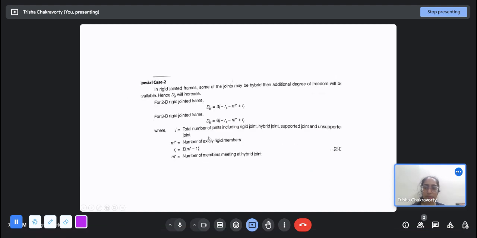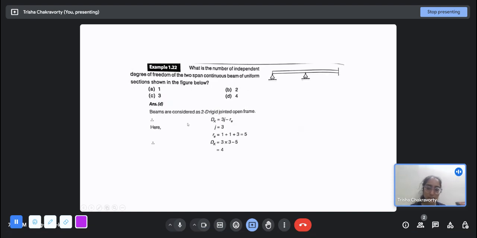Here it remains 2. There is another special case: in rigid jointed frames, some of the joints may be hybrid, then additional degrees of freedom will be available. Hence, DK will increase. For a 2D rigid jointed frame, DK is 3j minus re minus m double dash plus rr, where rr is for the hybrid joint, where more than two members meet. If m dash members meet at a hybrid joint, then rr will be sigma of m dash minus 1. However many hybrid joints there are, we have to keep adding them.